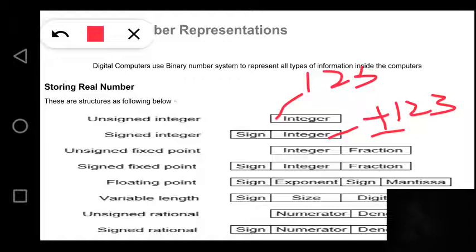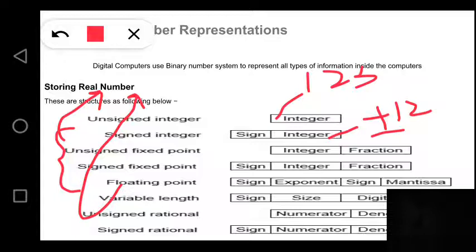Next, I have unsigned fixed point. In case of unsigned fixed point, I have integer part and fractional part. And signed fixed point means you will have a sign, integer part and fractional part. This is used for storing real numbers. Floating point, in a sense, floating point means it is also, see, unsigned fixed point, signed fixed point is used to store real numbers, and floating point technique is also used to store real numbers.